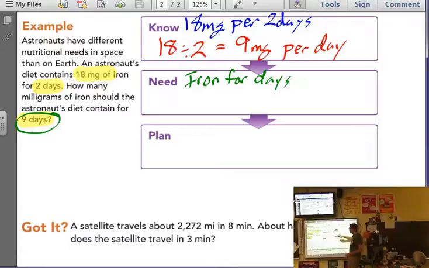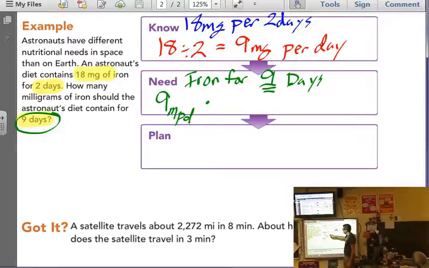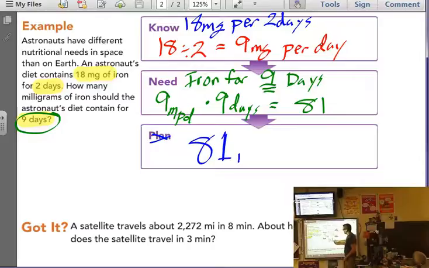So we need iron for 9 days. If this is 1 day, I take my unit rate and multiply. Sorry, I might as well label this. So this was the milligrams per day. And multiply that by 9 days, which will give me 81. I know that this says plan, but I don't care that it says plan. What we end up with is 81 milligrams for, or you could say per, 9 days.